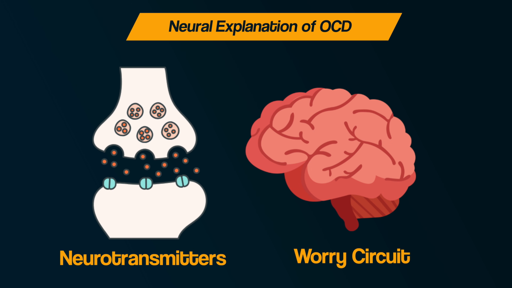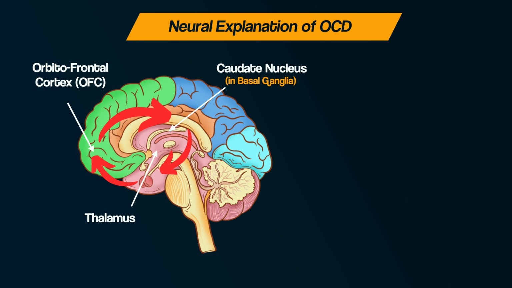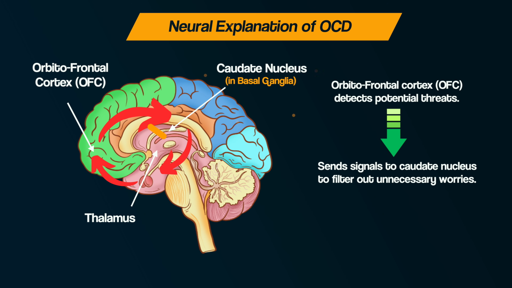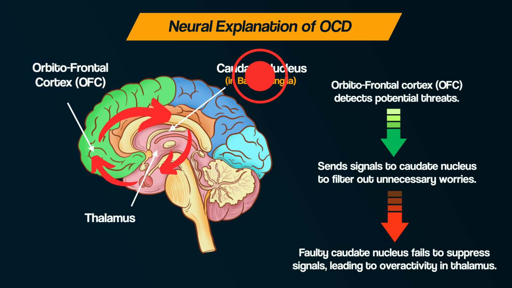Another option as a neural explanation is the worry circuit. The worry circuit in OCD involves the orbitofrontal cortex, which detects potential threats and sends signals to the caudate nucleus in the basal ganglia to filter out unnecessary worries. In OCD, the caudate nucleus is believed to be faulty, failing to suppress these signals, leading to overactivity in the thalamus, which reinforces obsessive thoughts and compulsive behaviours.